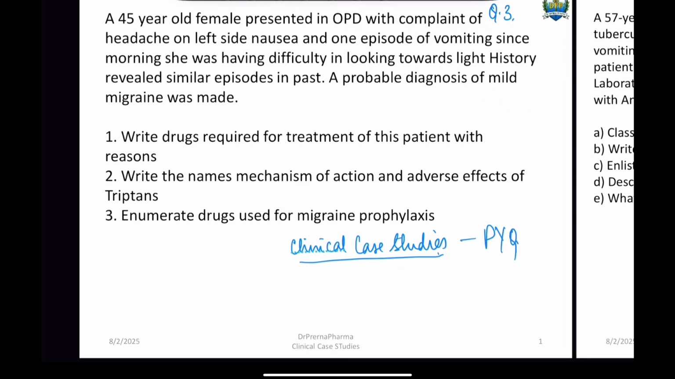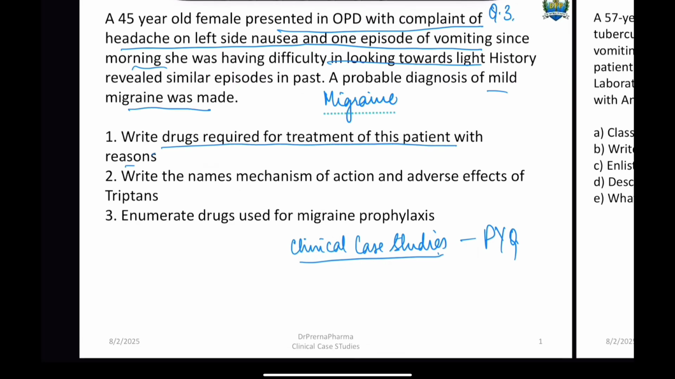The first question is, a 45-year-old female presented in the OPD with complaint of headache on left side, nausea, vomiting since morning. She was having difficulty in looking towards light. So the history is suggestive of migraine, and she is also having photophobia, vomiting. Probable diagnosis of mild migraine is made. Now write the drugs required for treatment of this patient with reasons.